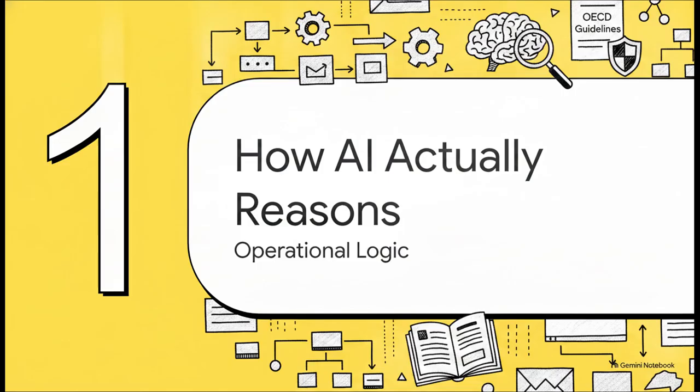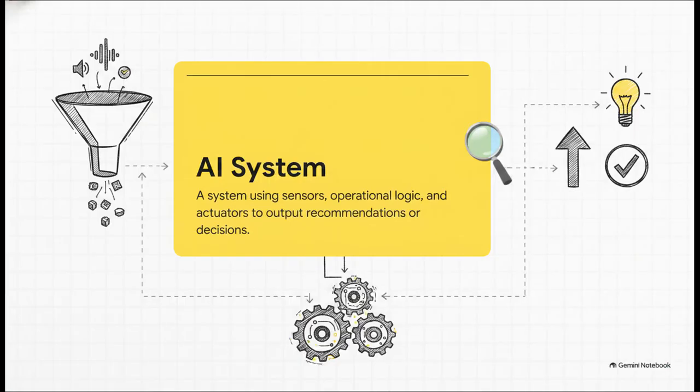Uncovering the operational logic. To really bust this myth, we've got to look at the hard evidence, straight from the OECD. According to them, an AI system isn't magic. It's just a machine-based system. It relies on sensors to gather raw data inputs from the world around it. Then, it uses something called operational logic to interpret all that data for a very specific goal. And finally, it uses actuators to spit out an output, which could be a recommendation, a prediction, or a decision. The whole shebang is a highly structured process that relies 100% on the data it's fed.